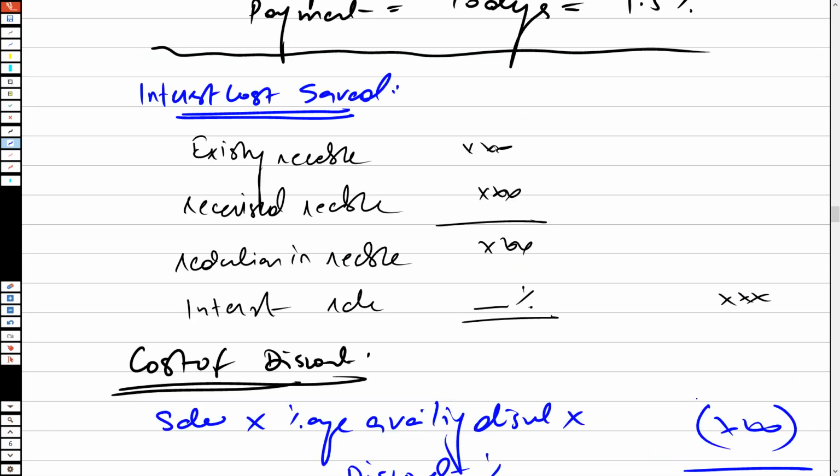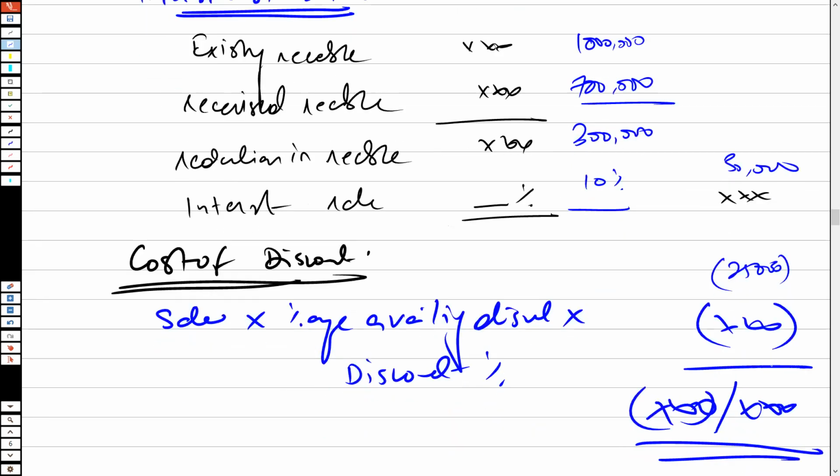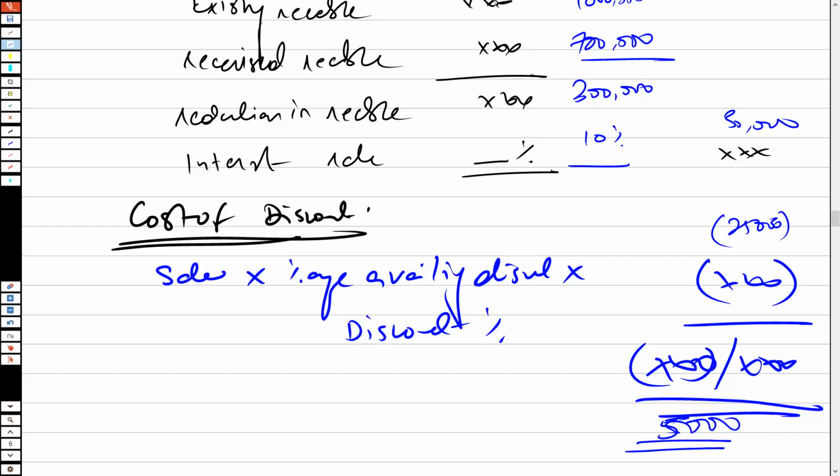So maybe let's say that your existing receivable were 1 million. Your revised receivable are going to be 700,000. So there is a 300,000 reduction in receivable. If there is a 10% rate, that means 30,000 is being saved in interest. And if the cost of providing the discount is 25,000, that means as a business, you would end up saving 5,000. What are you going to end up saving? You're going to end up saving 5,000.